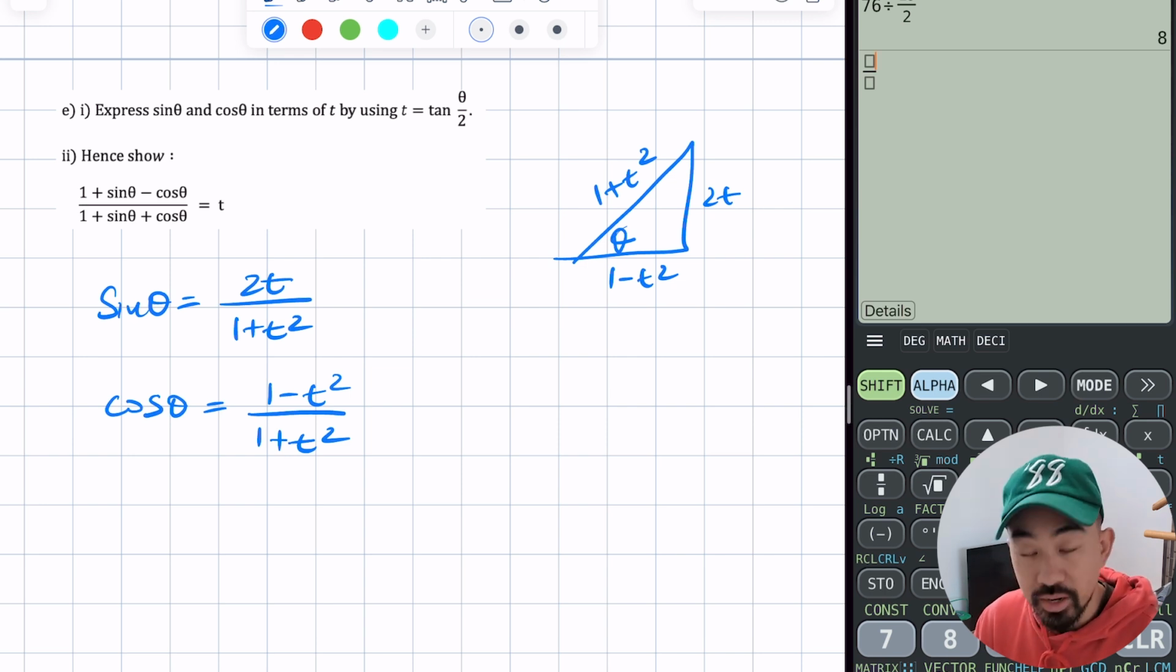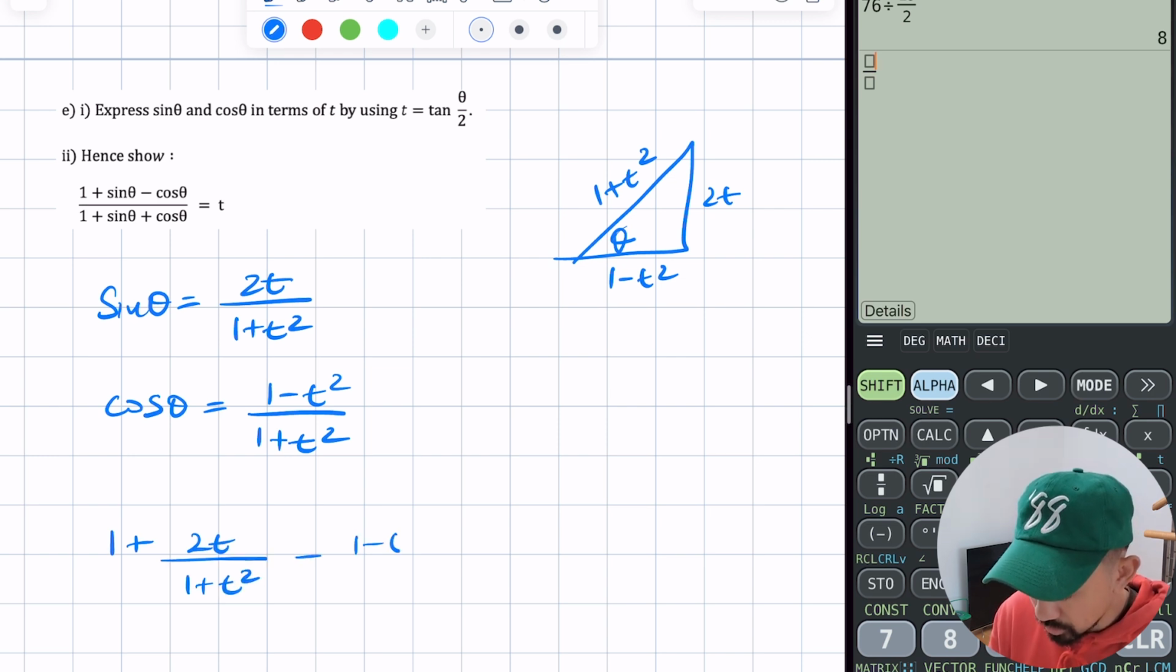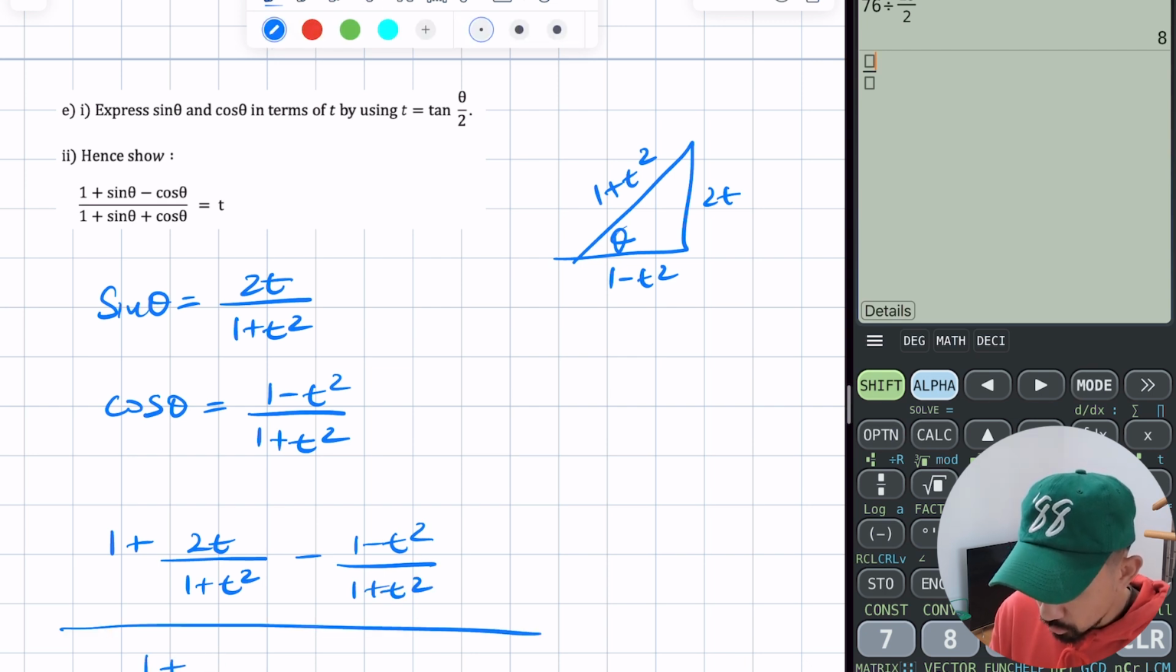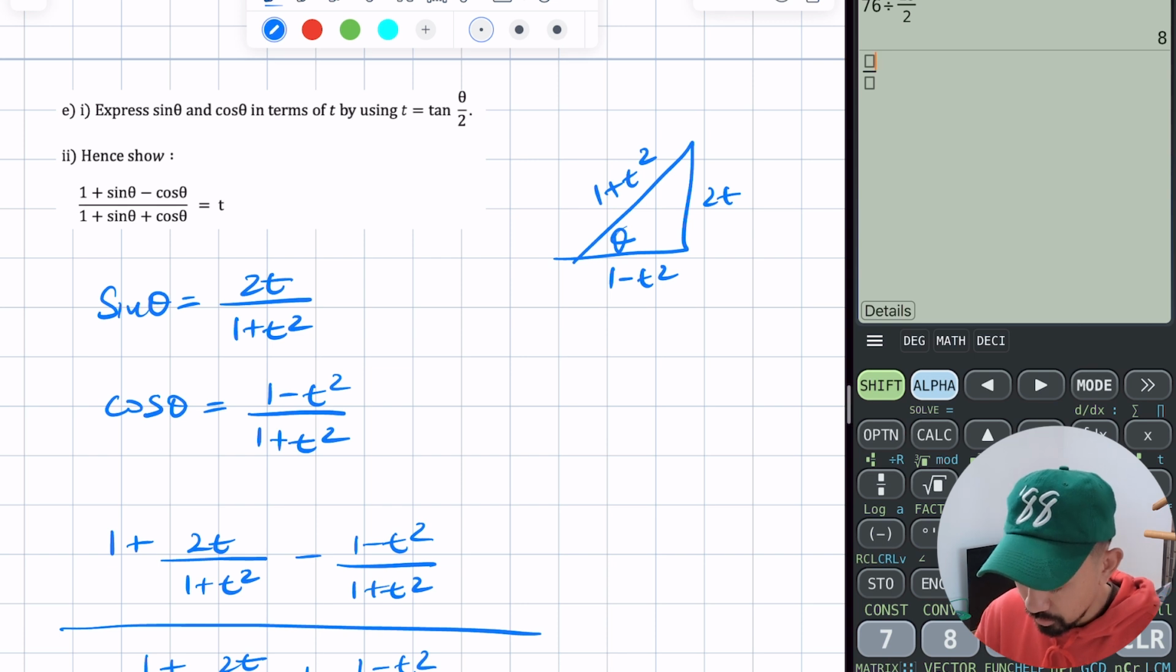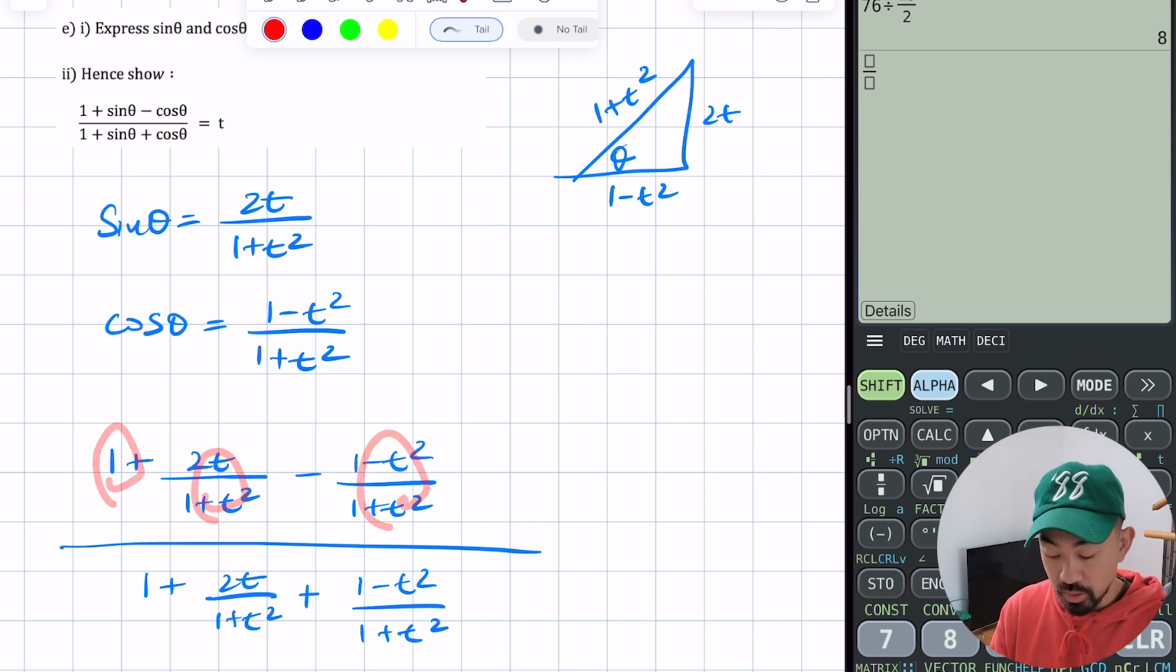Okay, now hence show that all of that is equal to t, so let's just do a substitution. 1 plus 2t over 1 plus t squared minus 1 minus t squared over 1 plus t squared, all over 1 plus 2t over 1 plus t squared plus 1 minus t squared over 1 plus t squared. Okay, now it's a bit of a mess, but straight away I can see that all of these have denominators that are the same. So what I can do is multiply this, this, and this by 1 plus t squared, and that's going to cancel those. And then likewise, I'm going to multiply this, this, and this by 1 plus t squared to cancel all of those.